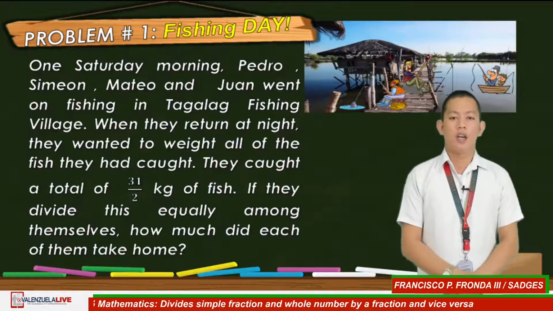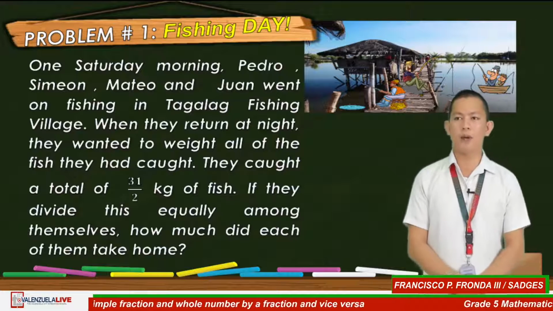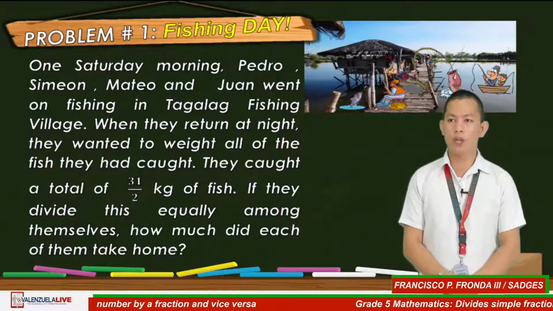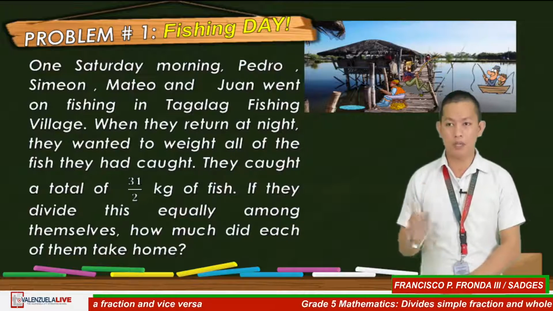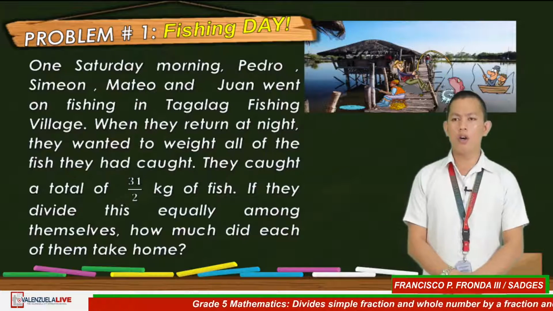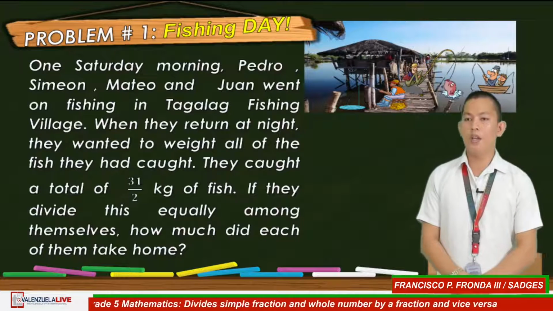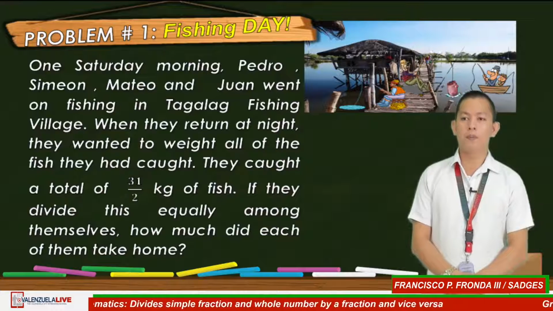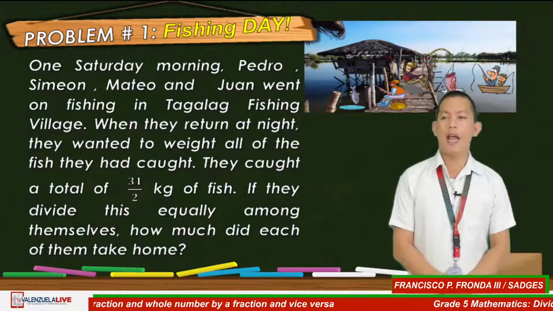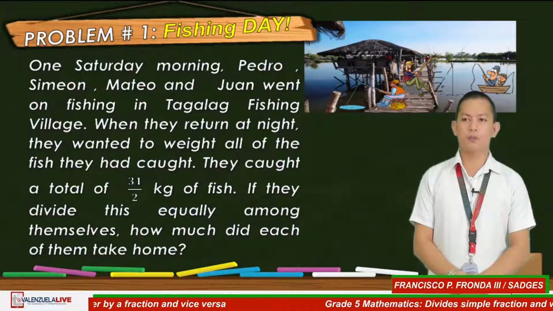Now let's proceed to our problem number 1. This would be Fishing Day. Let's read the problem. One Saturday morning, Pedro, Simeon, Mateo, and Juan went fishing in Tagalog Fishing Village. When they returned at night, they wanted to weigh all of the fish they had caught. They caught a total of 31.5 kilograms of fish. If they divide this equally among themselves, how much did each of them take home?